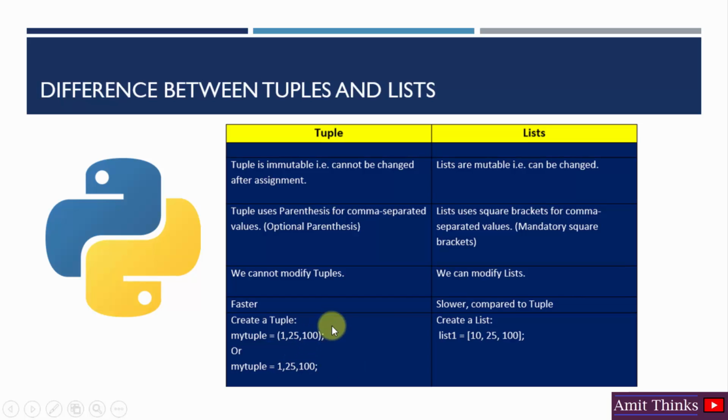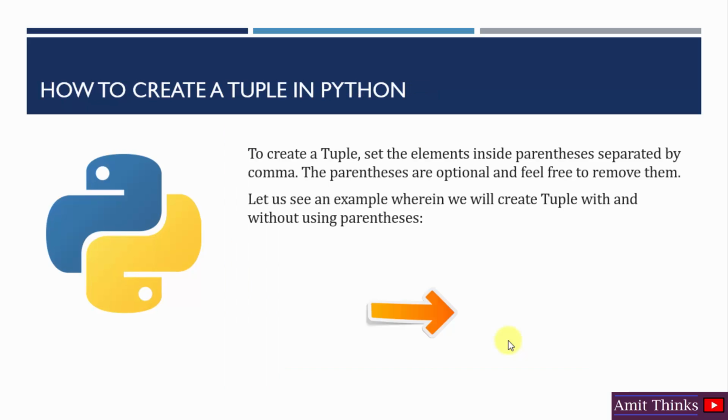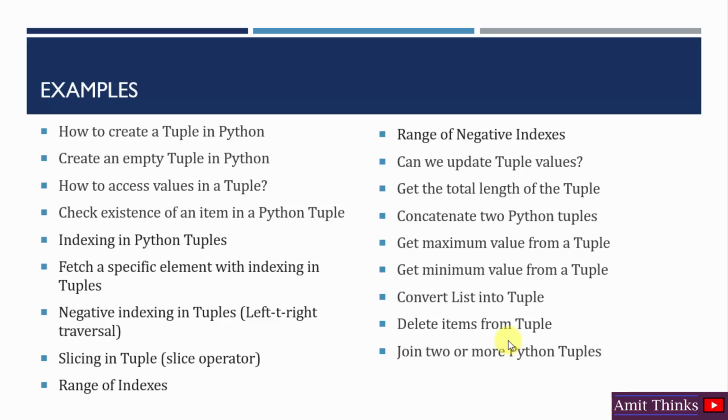So this is how you can easily create a tuple, and this is how you can easily create a list. I told you before that for tuples we can use parentheses, or we can also keep them optional, and in a list we need to compulsorily use square brackets. Okay, let us now work around tuples. At first we will create a tuple with and without using parentheses. With that we will see all these live examples to understand the complete concept of tuples in Python.